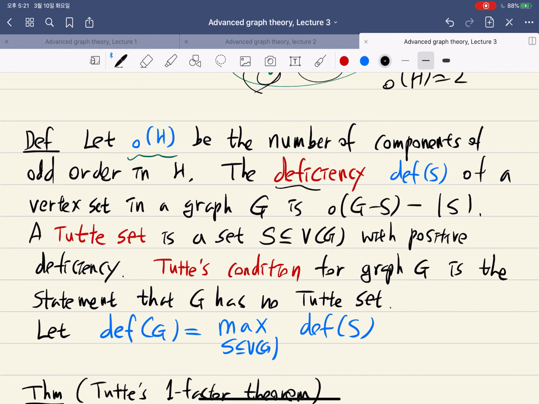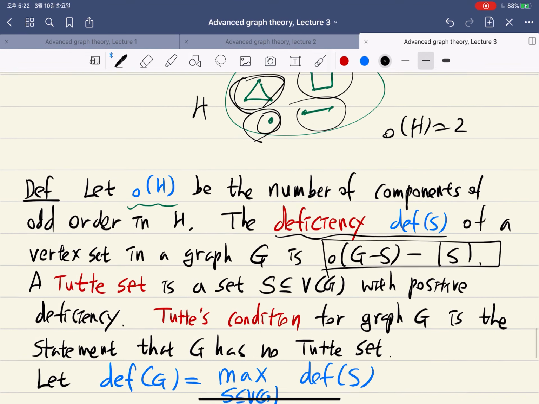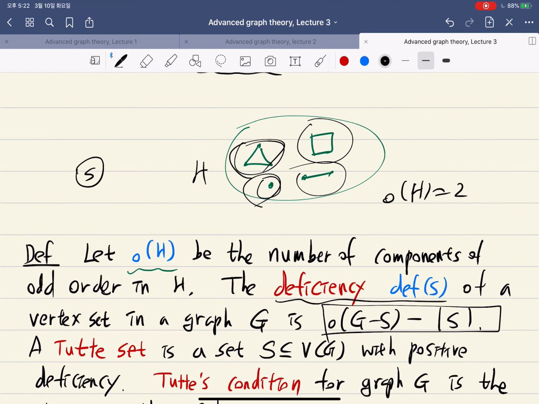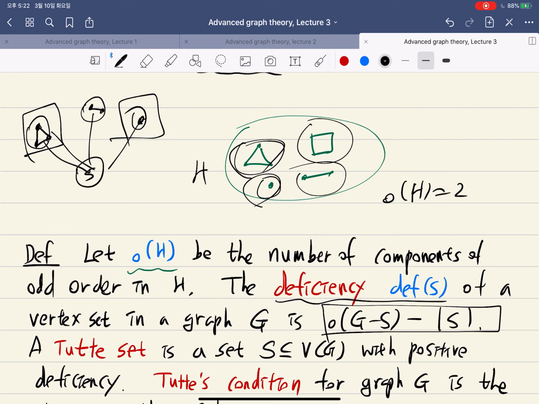And we define the deficiency of a vertex set as this quantity. You have S, and then in the graph G, once you delete S, you have several components. And then among them you count the number of odd components. And then you subtract |S|.